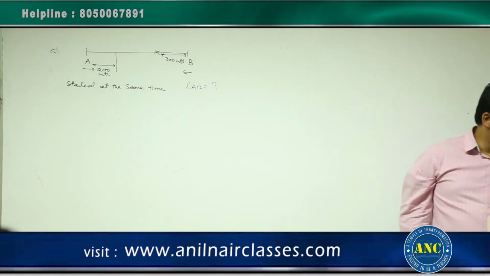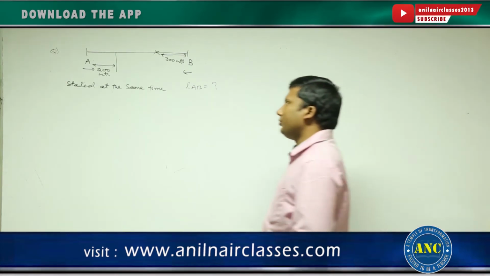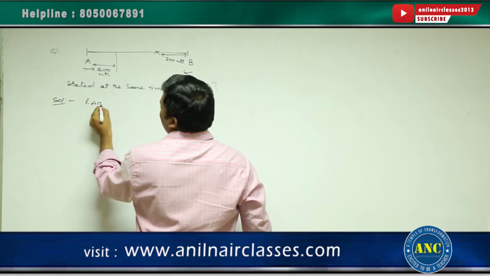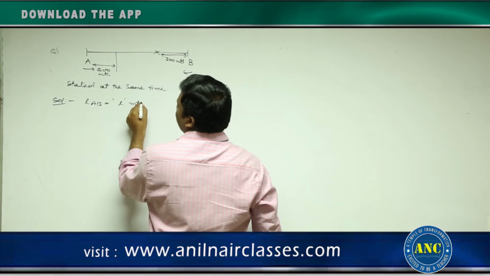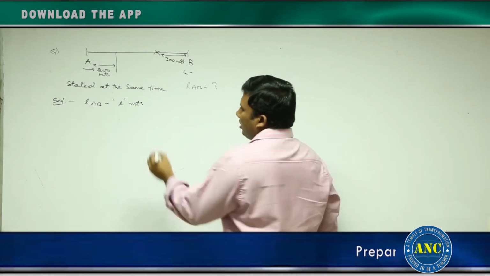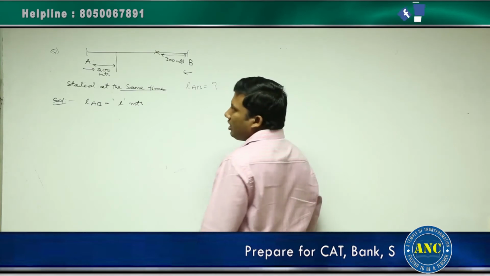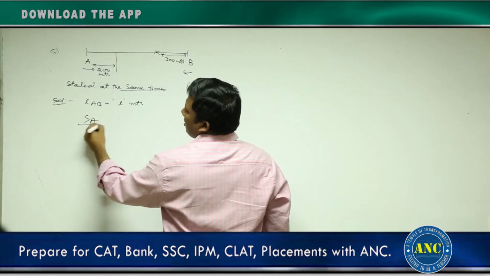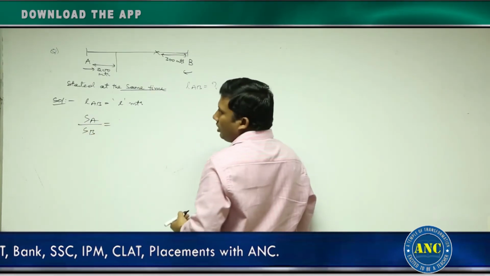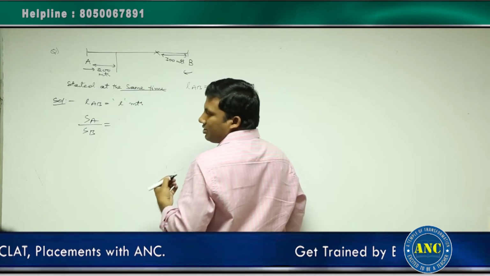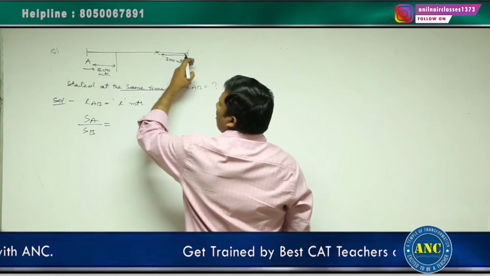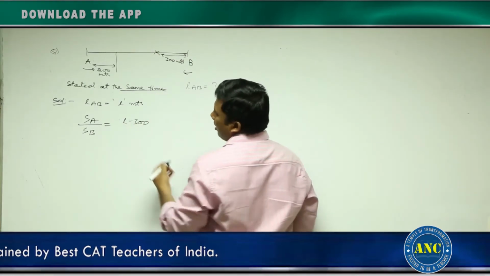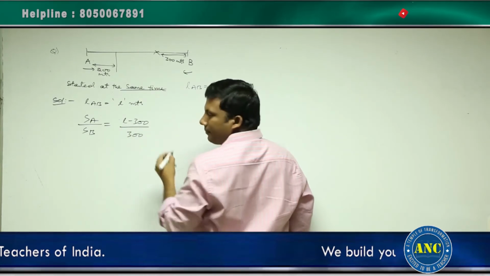Right. Now there is an important conclusion from this problem. Now, the solution. Let the length from A to B be L meters. There is a catch in the question: they started at the same time. If they started at the same time, speed ratio is equivalent to distance ratio. SA by SB is equivalent to distance. Before the first meeting point, A has travelled L minus 300, and B has travelled 300.